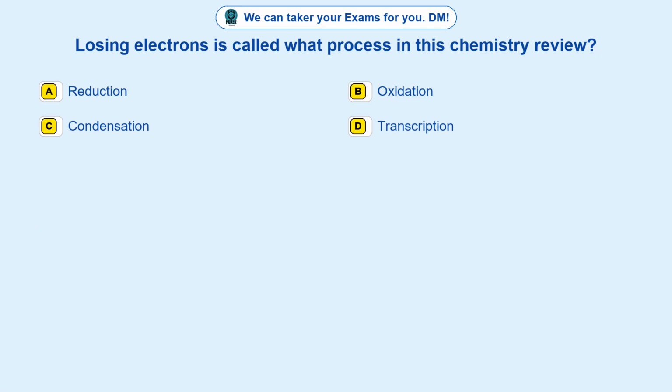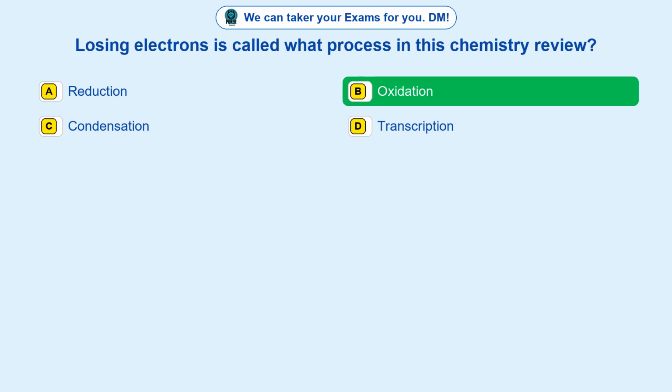Question 43. Losing electrons is called what process in this chemistry review? Option A, reduction. Option B, oxidation. Option C, condensation. Option D, transcription. The correct answer is option B, oxidation.